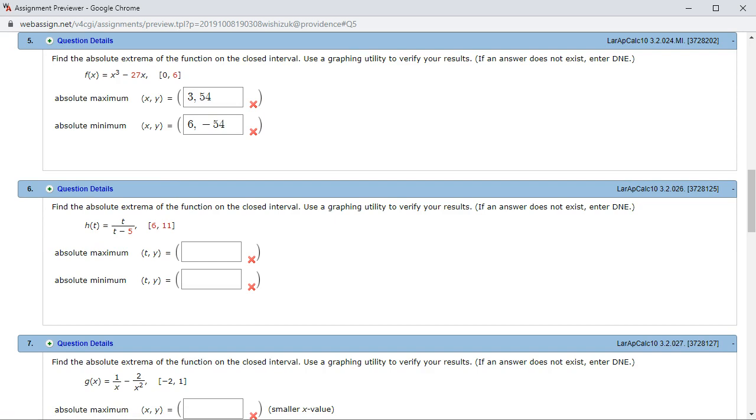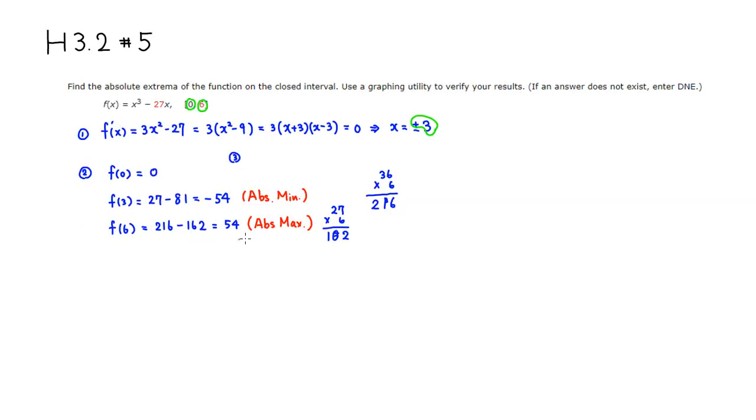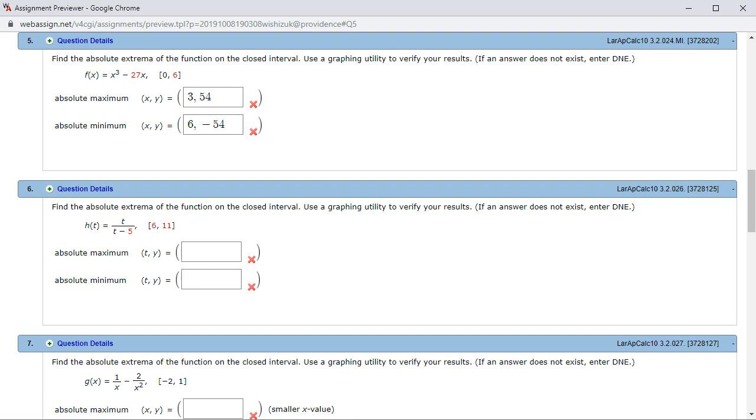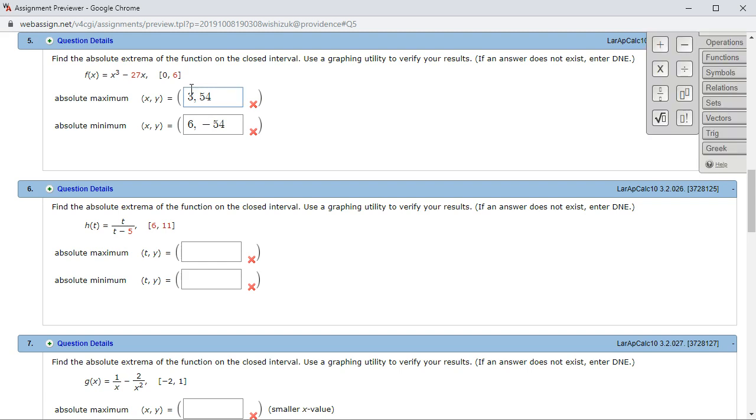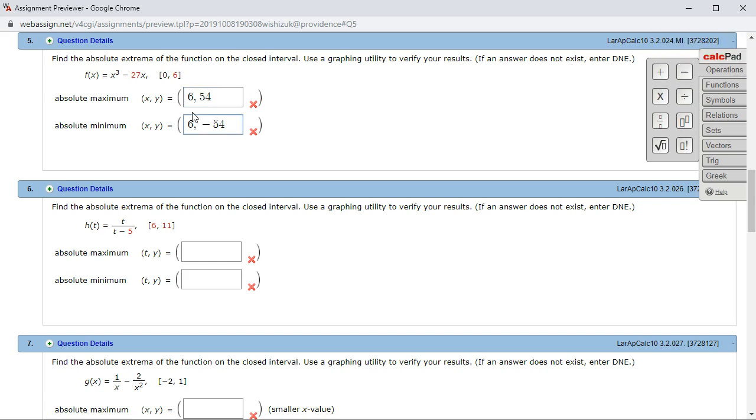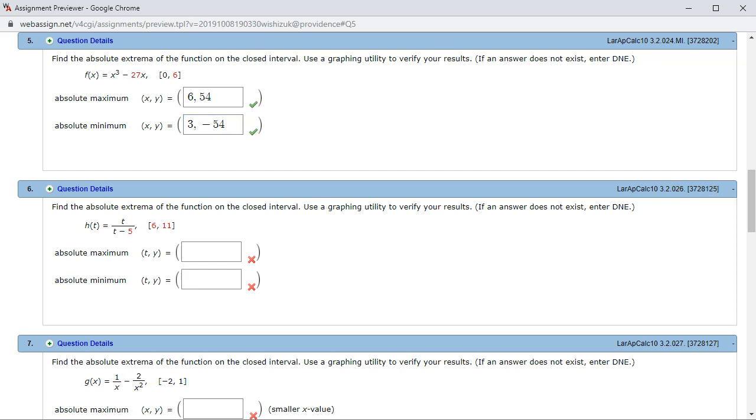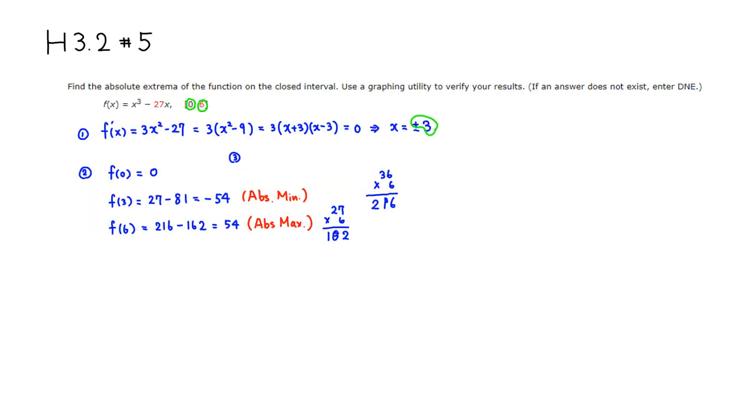I came back. Actually, I typed this wrong. The max is at 6, comma 54, instead of 3, comma 54, and the minimum is at 3, comma negative 54. Let's check it again. It came back and looks like we got this one correctly. That's it. I hope that this was clear.